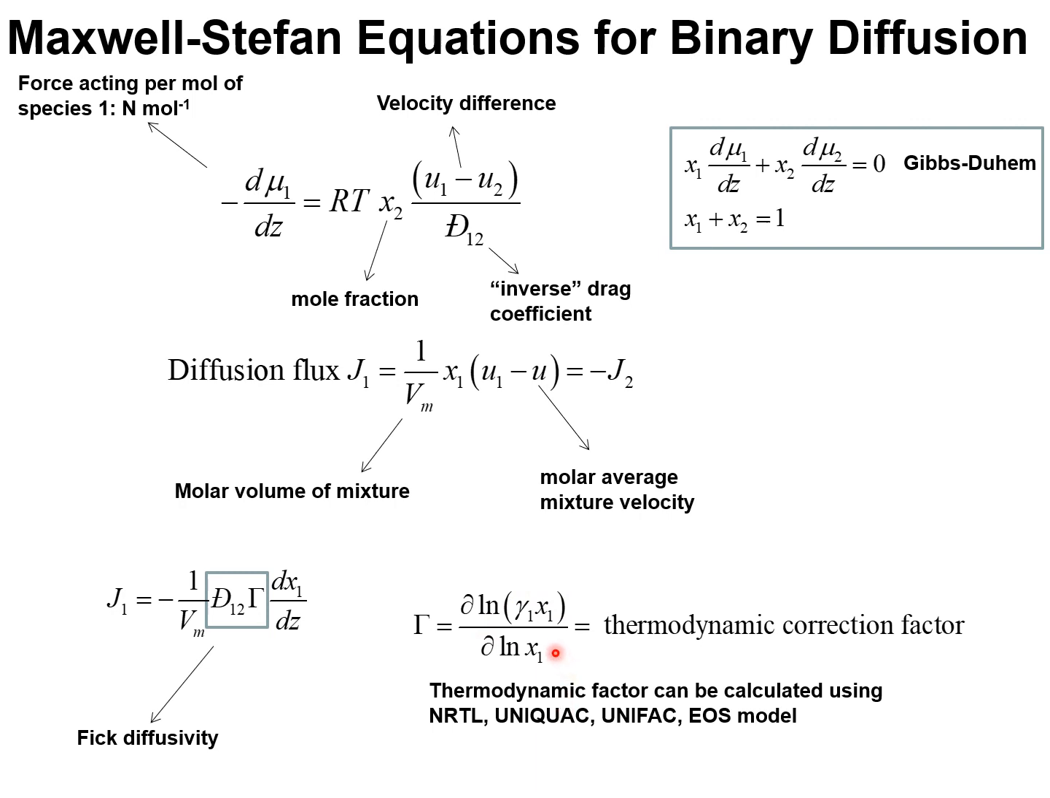which quantifies departure from ideality. Indeed, if the activity coefficient is unity, gamma is equal to unity. And the Maxwell-Stefan equations can be recast into the form: flux of component 1 is proportional to the mole fraction gradient of component 1, and the constant of proportionality is the Maxwell-Stefan diffusivity times gamma. Therefore, in comparison with Fick's law, we note that the Fick diffusivity equals the Maxwell-Stefan diffusivity times a correction factor that quantifies departures from thermodynamic idealities.